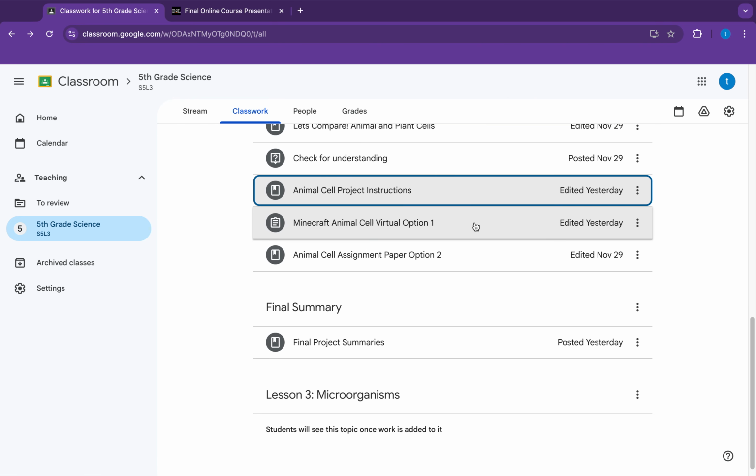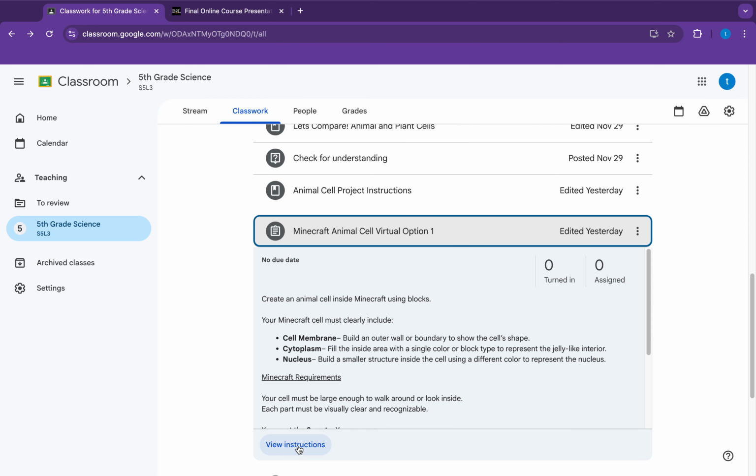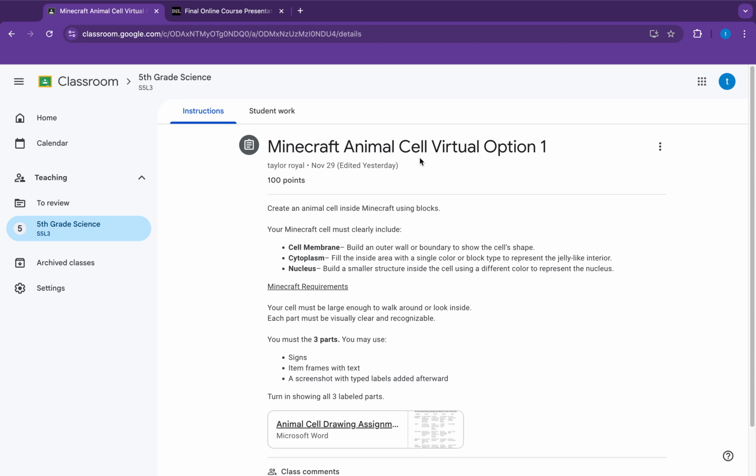Below that, based on the option they picked, they're given two separate instructions. So if you prefer the Minecraft animal cell virtual option, it goes in a little more in depth. It reminds them, hey, you need to talk about this and where it should be. You're explaining your cell must be large enough to walk around or look inside. Each part must be visually clear and recognizable. The three parts you may use could be signs, item frames, screenshots.